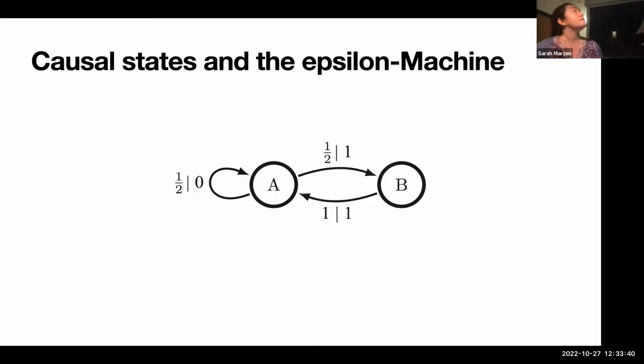Just to clarify the notation, the probability of transitioning, or I call it the probability of emission, but in this diagram they're the exact same thing. The probability of emission is the first number, the thing you see is the second number, and then the hidden state that you're in is in the bubble.